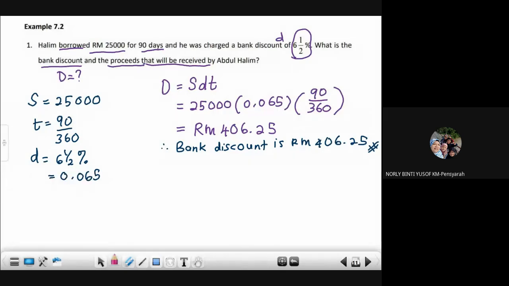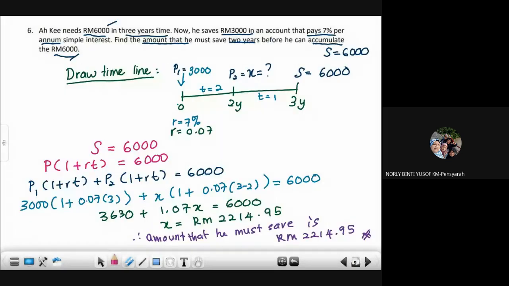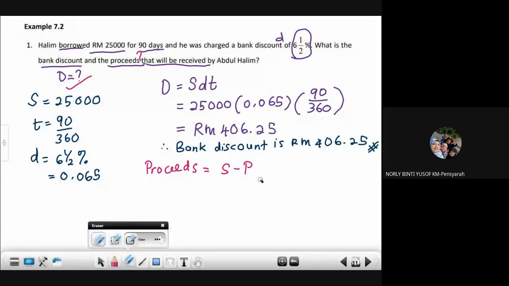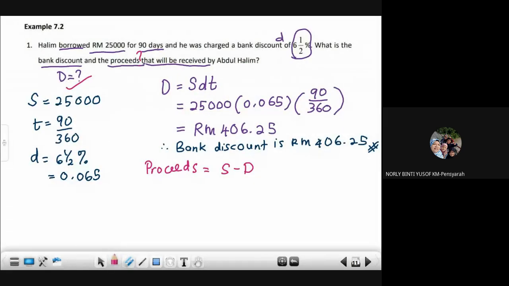Lepas tu kira juga sebab soalan suruh kira D dengan proceed kan. So proceed ni pun suruh kira. So proceed, S minus D. Nak guna S minus D boleh. Nak guna formula ni pun boleh. Ataupun nak guna formula S in bracket 1 minus DT. Dua-dua boleh sebab asalnya formula ni daripada S minus D. So sama je. Madam guna yang pertama.